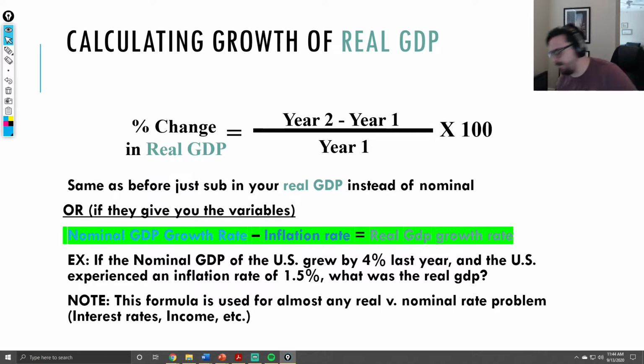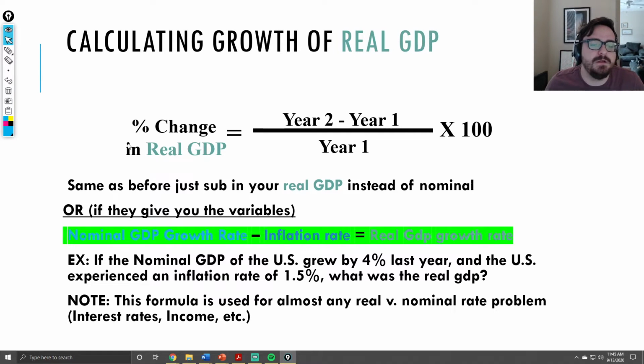So what you do is take how much nominal GDP grew by. Say that in this practice question, nominal GDP went up by 4% last year, and the country experienced 1.5% inflation. How much did real GDP go up by? 2.5%, right? If nominal GDP went up by 4% and there's 1.5% inflation, and real GDP corrects for that inflation, great. Then really our GDP only went up by 2.5%. That's the idea. That is the logic.